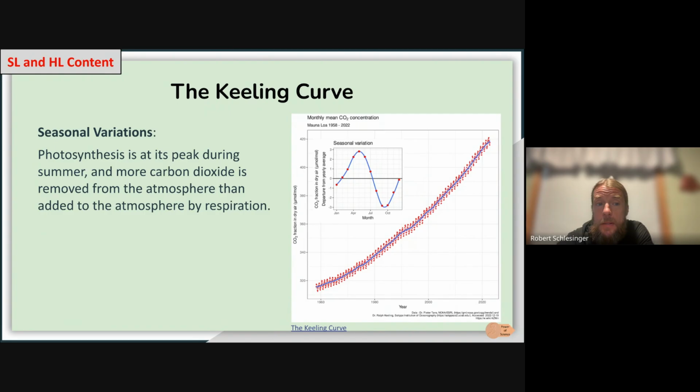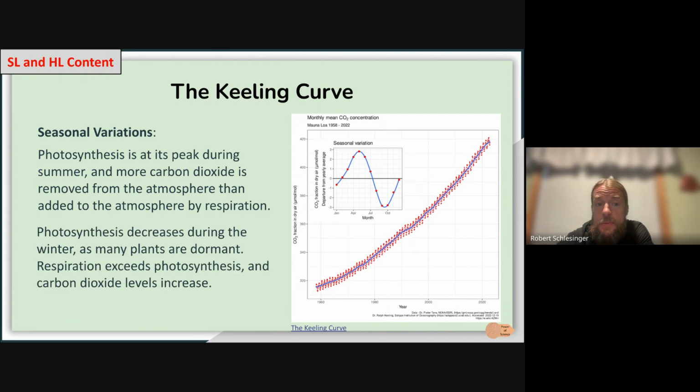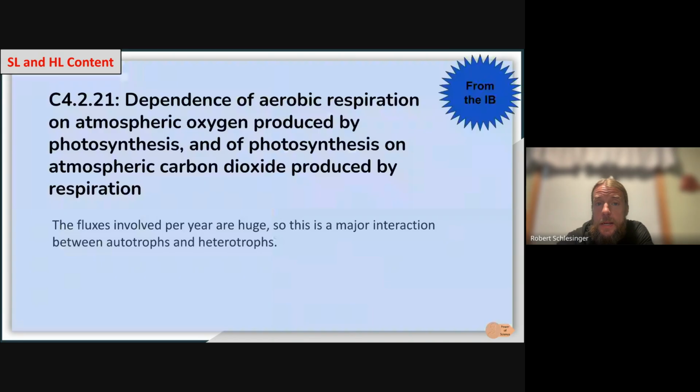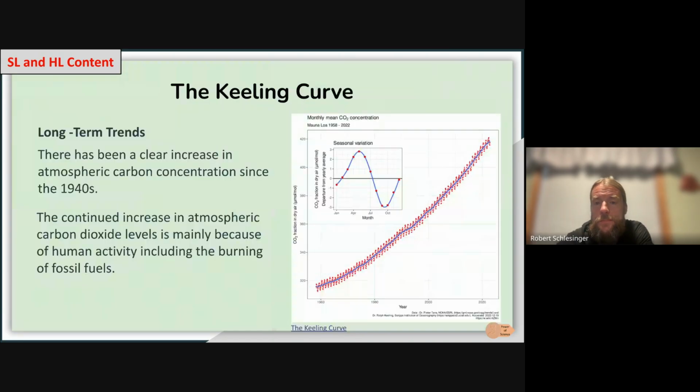So we talked about seasonal variations. We talked about photosynthesis. We talked about long-term trends. And again, super common question. In the carbon cycle, you can pretty much expect to see it in October when we take this test. You could expect to see it on mock exams, and you likely can expect to see it on the IB exam in May.